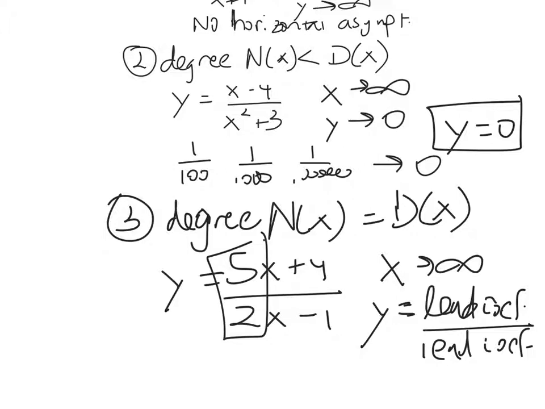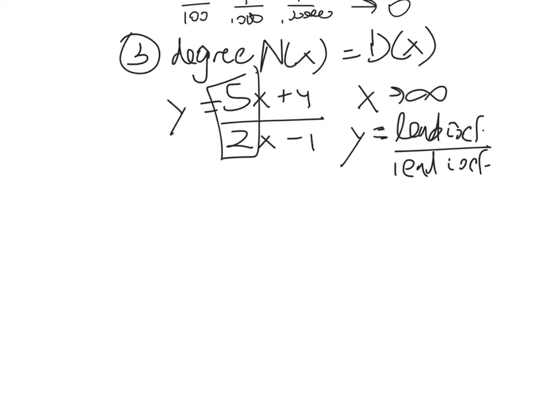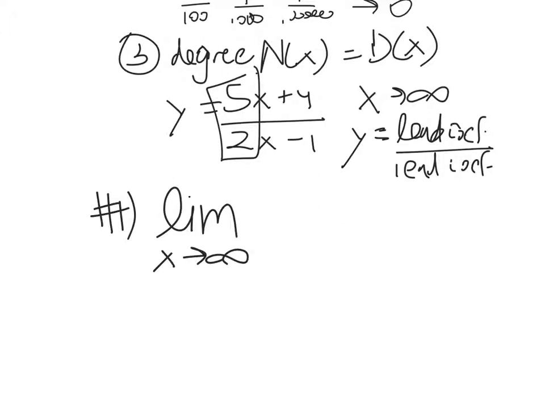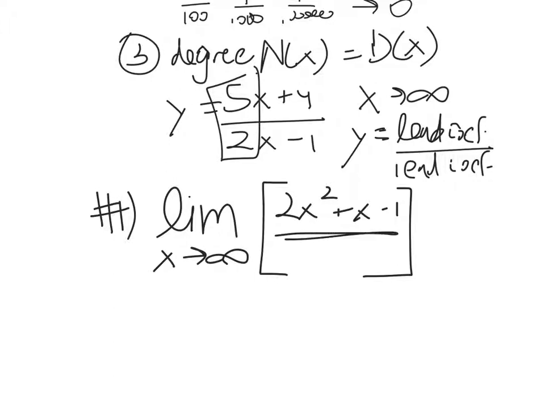Okay, so let's do some now. You can use this to either find the asymptote if they're asking for that, or you can use it to find the limit. So let's do number 1. We're going to find the limit as x goes to infinity for 2x squared plus x minus 1 over x cubed minus 4x.